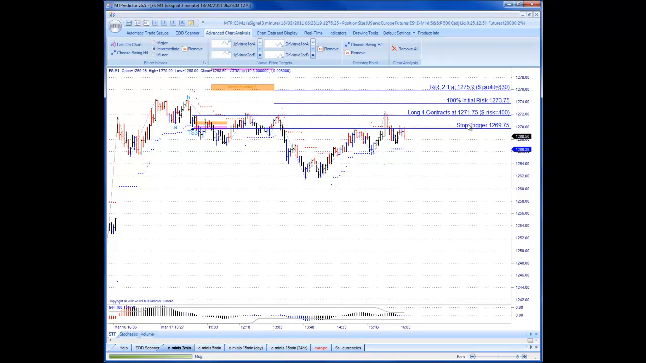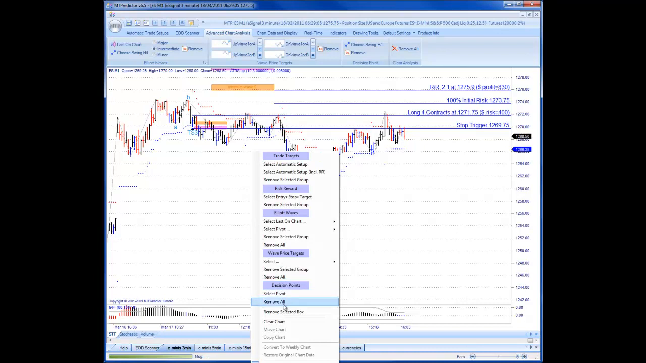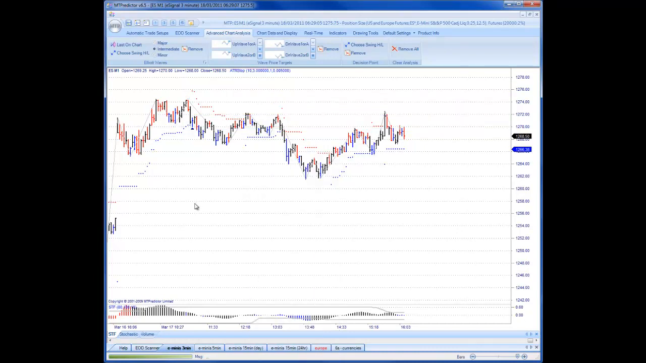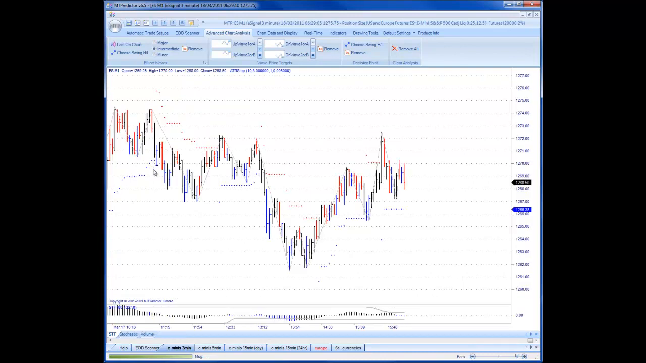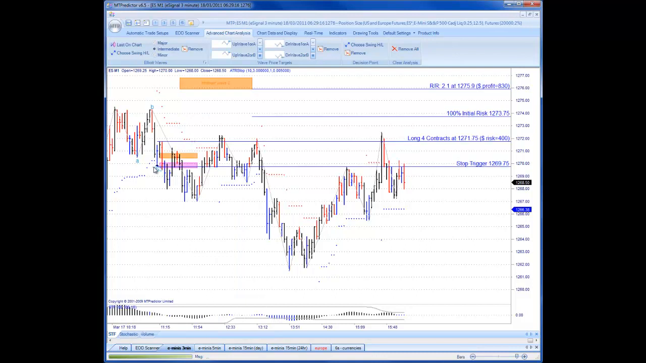But I just want to look at these losses so you understand that there can be losses, and also in MTPredictor we don't hide them. So there's our history triangle. When the analysis was put on, you can see that was actually a -1R loss, again -1 risk unit.